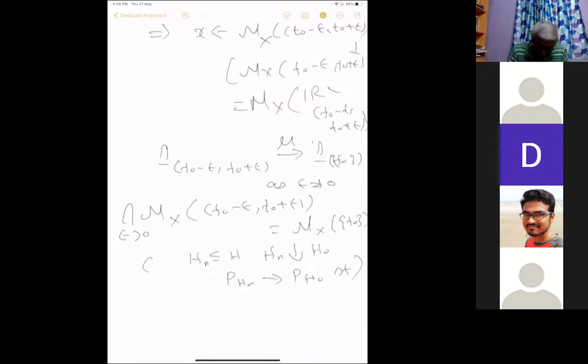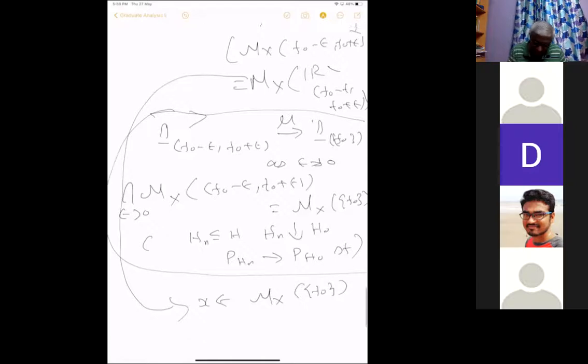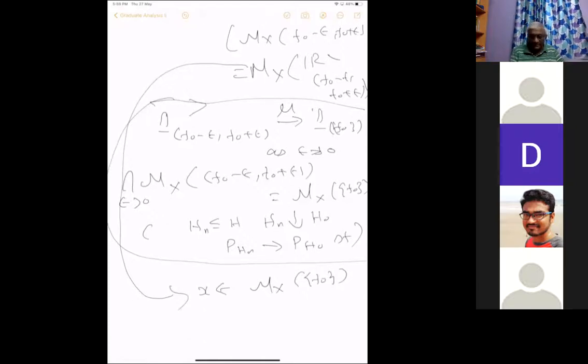So whatever, these are all digressions. So here we are just using it. From there we get that x is in that intersection. x is in M_x of the singleton T0. Okay, that's what we want to prove. We want to prove that the kernel of x minus T0 is contained in M_x of T0. Okay, that's what we want.